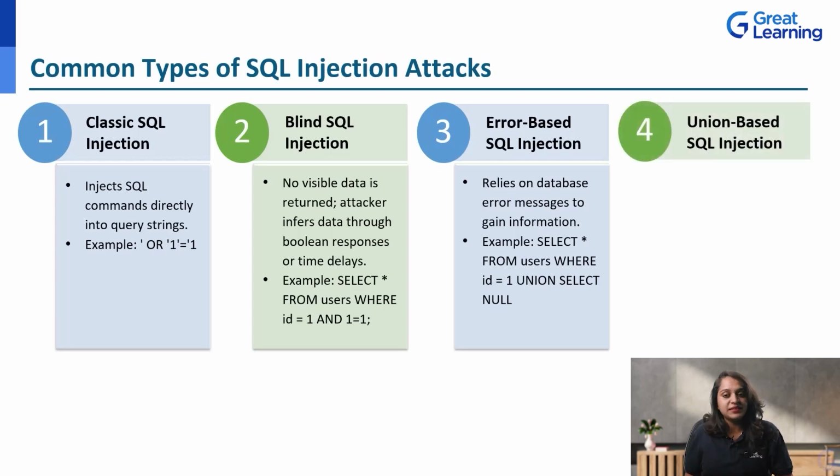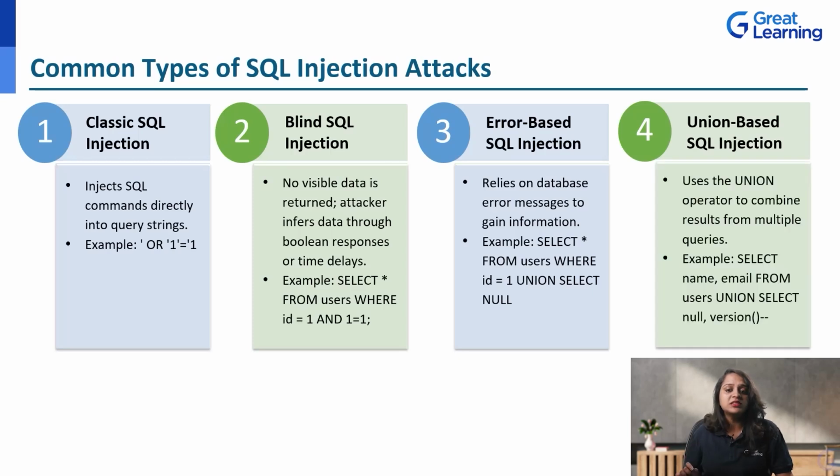Next is union-based SQL injection. As the name suggests, I am using the union keyword to retrieve the data from your database. It uses the union operator to combine results from multiple queries. An example is given here: select name, email from users union select null. I'm using that operator here in order to retrieve the data from your database. So these are some types of SQL injection attacks.